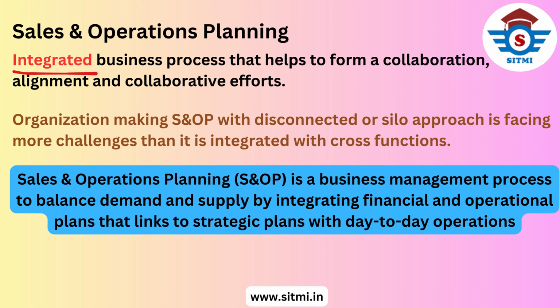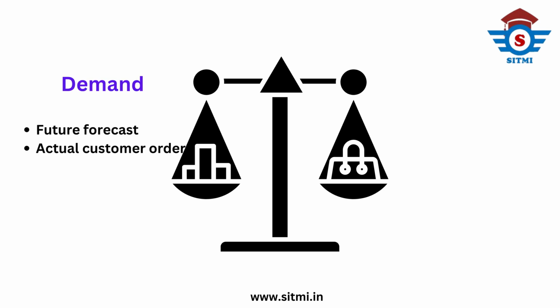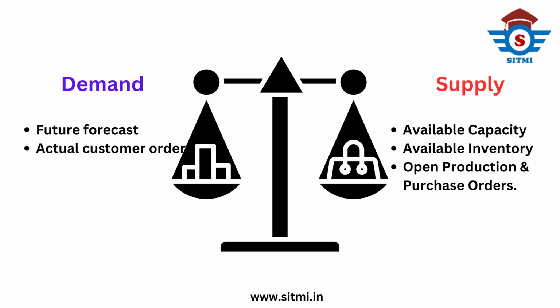In a nutshell, S&OP is a business management process to balance demand and supply, and it is also integrating financial planning and operational planning to have strategic plans executed. Now in S&OP, demand is usually referred to as the forecast, which is made for the future period, and also the actual customer orders. While supply is referred to as available capacity for production, available labor, available products or inventory on hand, and it also considers open supply orders like open production plans or incoming orders from the suppliers in the supply bucket.